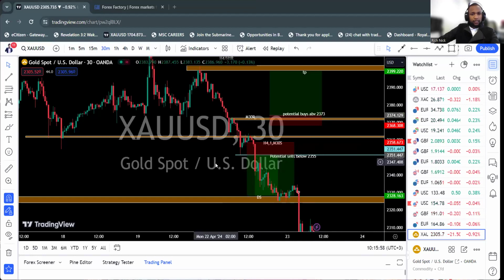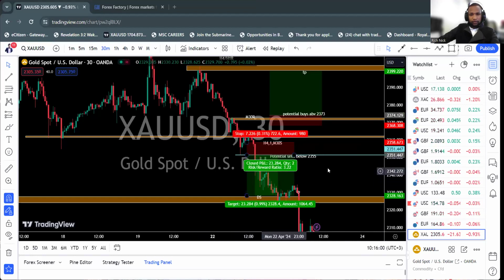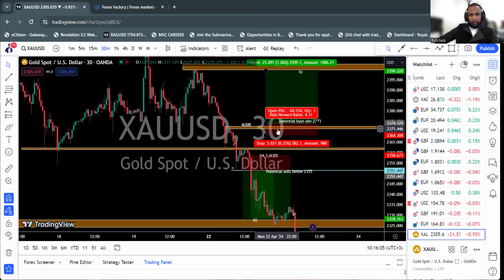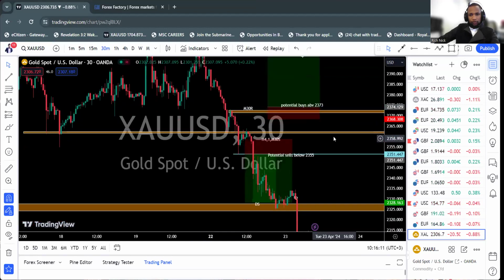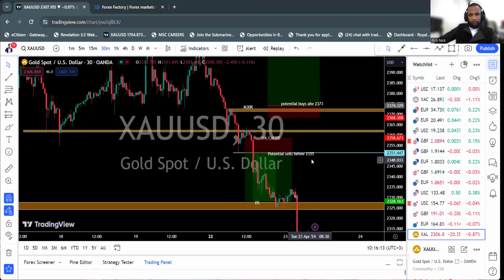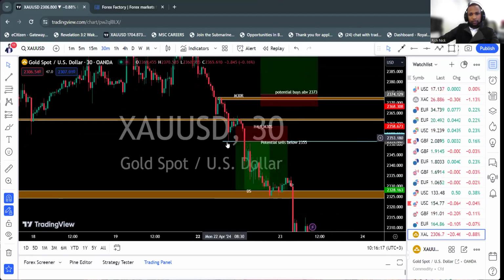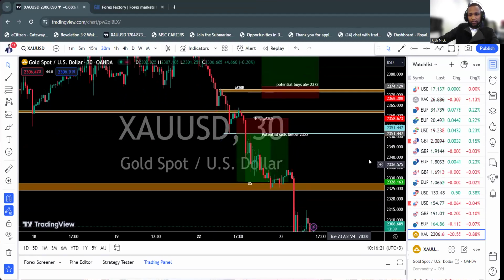Yesterday, we did a very nice analysis over here. And as you can see, this is the analysis for yesterday. We were looking for potential buys if the market should have gone above this point. We were looking for potential buys above 23.73, and also potential sells below 23.53, which we got very well. Pleased to say, it's a happy morning finding your orders in profit, having taken profit already.